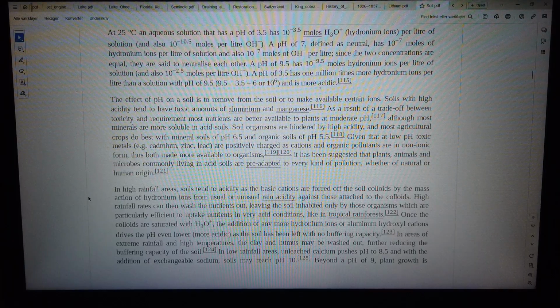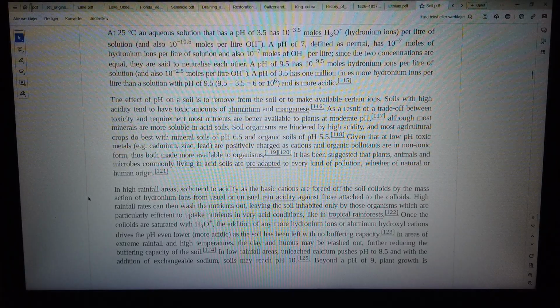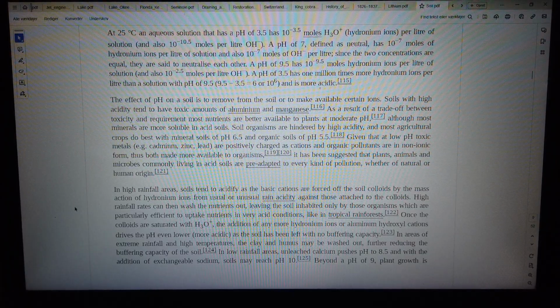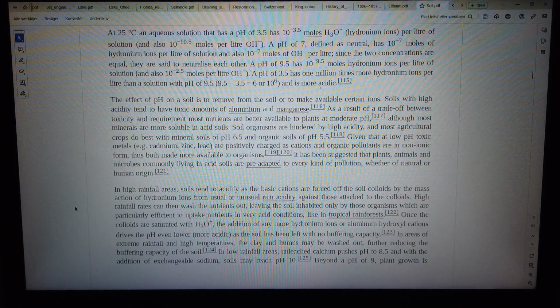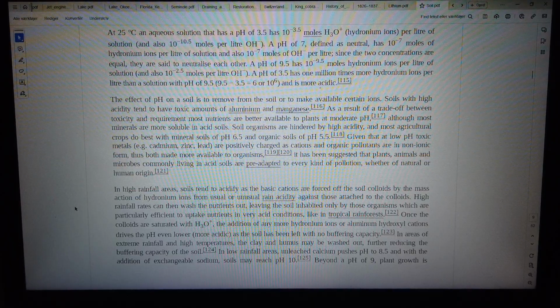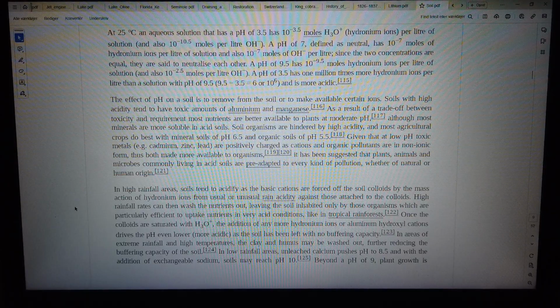121. In high rainfall areas, soils tend to acidify as the basic cations are forced off the soil colloids by the mass action of hydronium ions from usual or unusual rain acidity against those attached to the colloids. High rainfall rates can then wash the nutrients out, leaving the soil inhabited only by those organisms which are particularly efficient at taking up nutrients in very acid conditions, like in tropical rainforests.